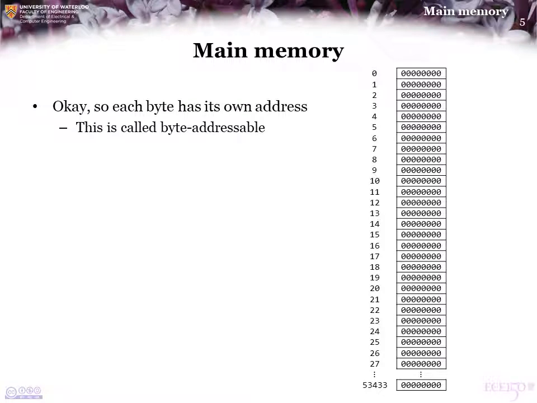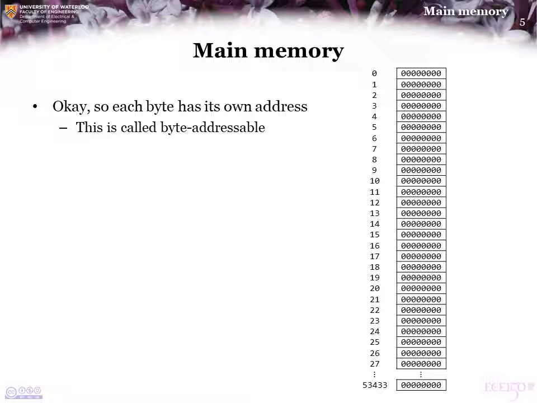Okay, so each byte has its own address. By the way, this is called byte addressable memory, where every single byte has its own address. The fact that every byte has its own address is not required. There are other computers where every 6 bits has its own address, and other computers where 12 bits have their own address. However, most common computers today, essentially 99.999% of them, have byte addressable memory. So every single byte has a unique address.